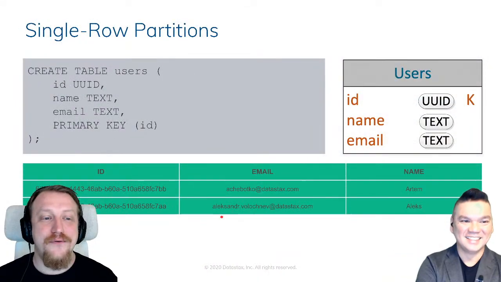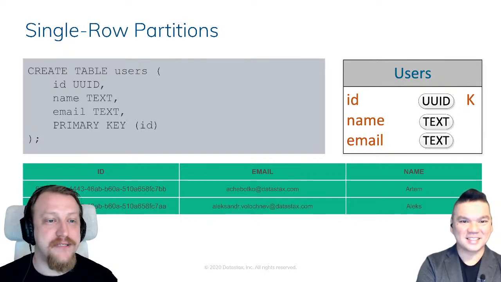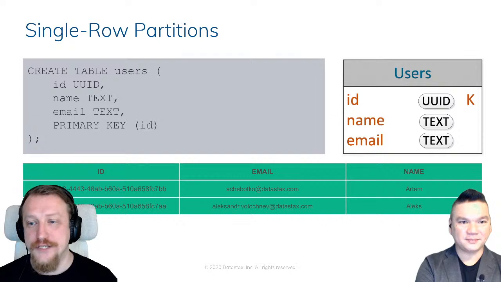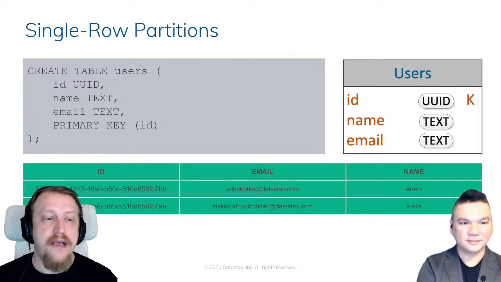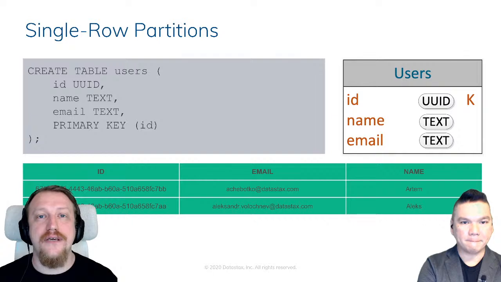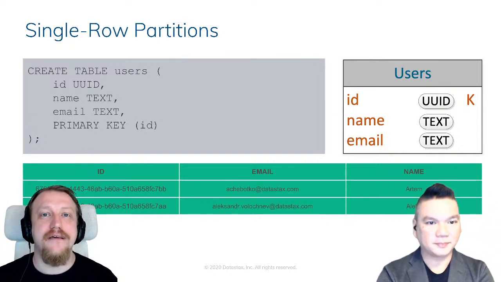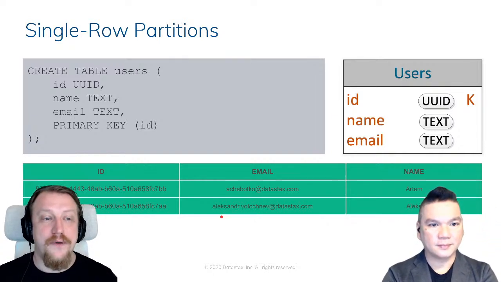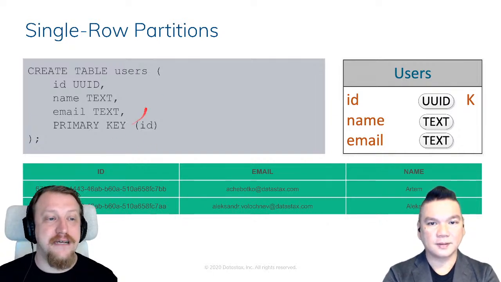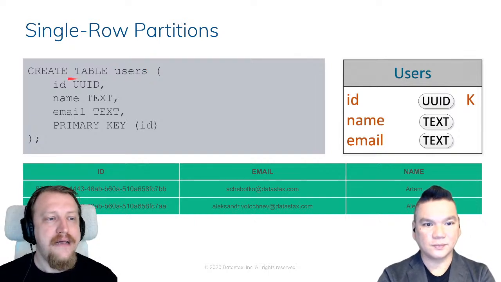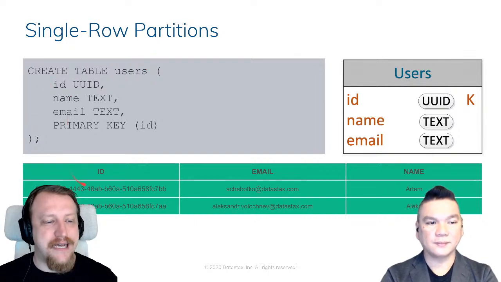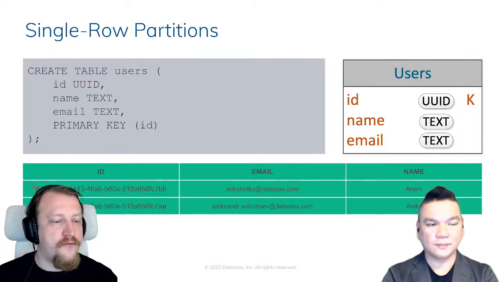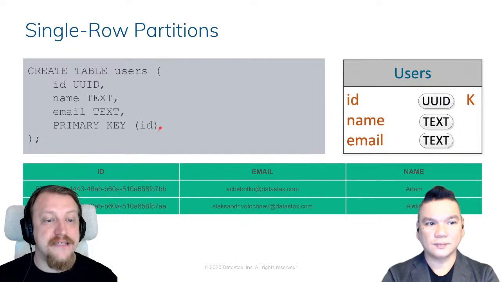So, as a result, we may have two kinds of partition in the tables. First one is called single row partition. It's a pretty simple thing. When we use a universally unique ID as the partition key and primary key, every partition will consist of one and only one row. Take a look at this example. That's a table users. And our ID field is a universally unique ID, so it's a long string of digits and characters. And primary key consists of ID.